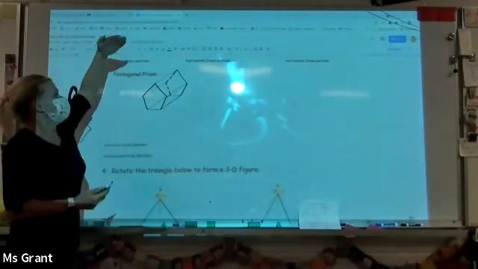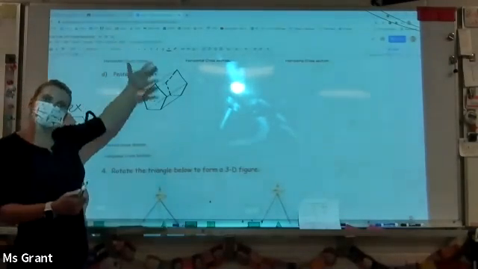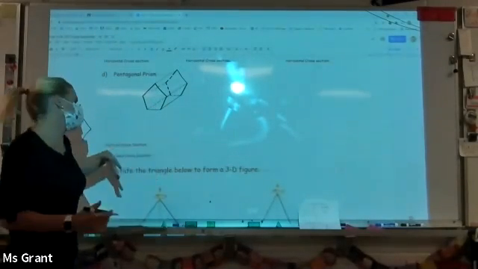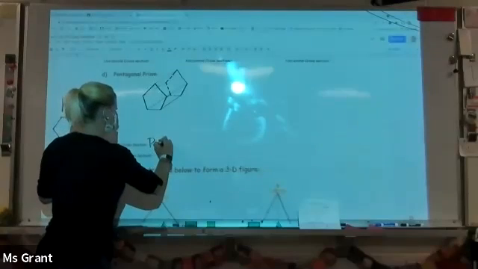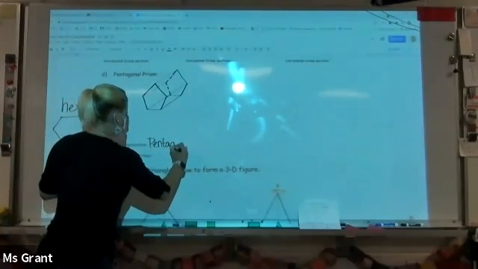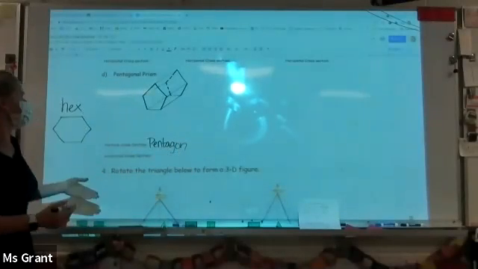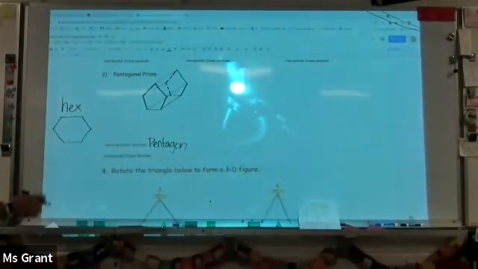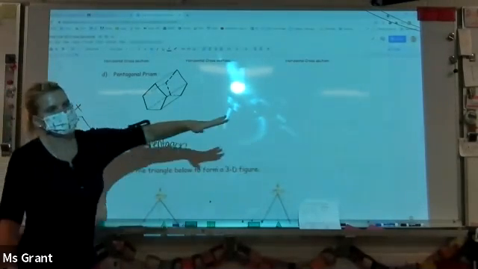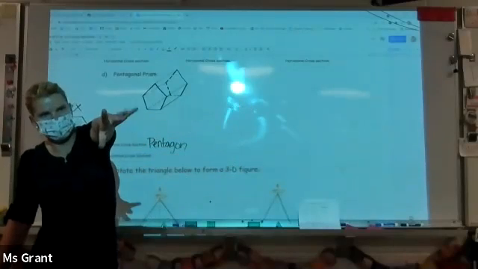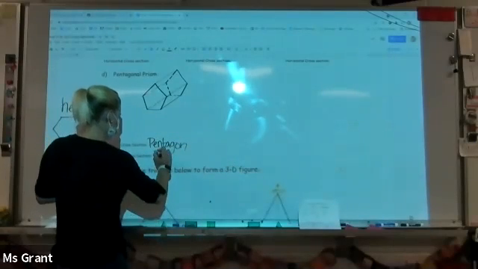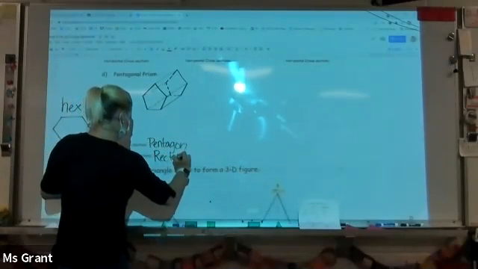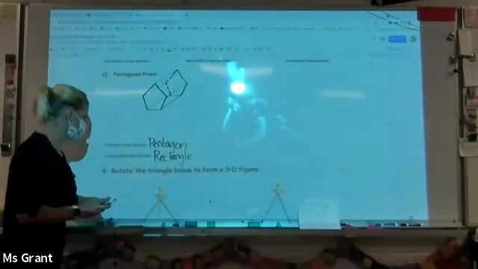Anyways, vertically, when I do a cross section of a pentagonal prism, I'm going to get a pentagon. But horizontally, something different. What is it? A rectangle. Good.